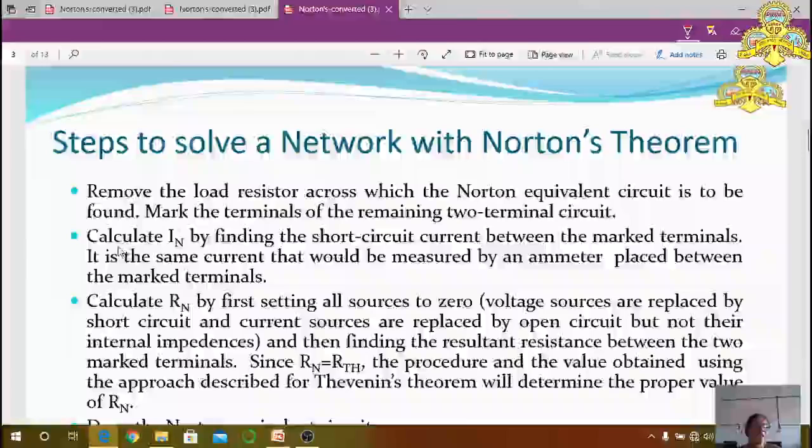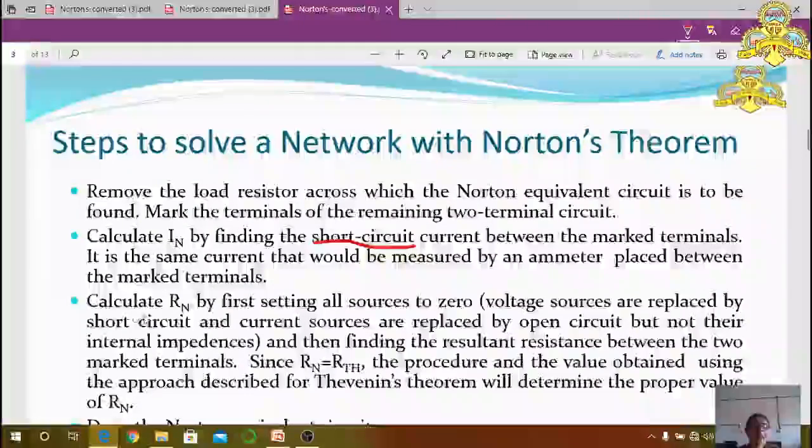Then the second point: calculate the current IN by finding the short circuit current. To calculate the current IN, it's the short circuit current between the marked terminals. It is the same current that would be measured by an ammeter placed between the marked terminals. If you connect the ammeter, whatever current is flowing there, that same current is IN.